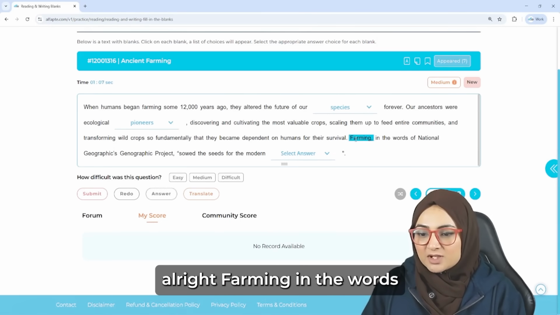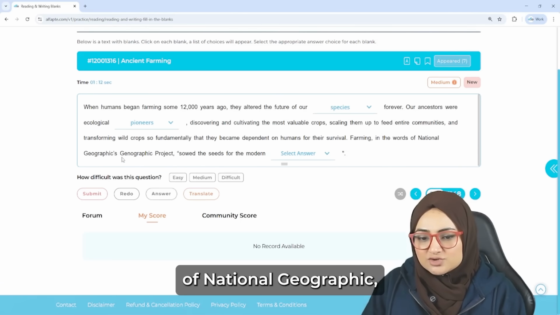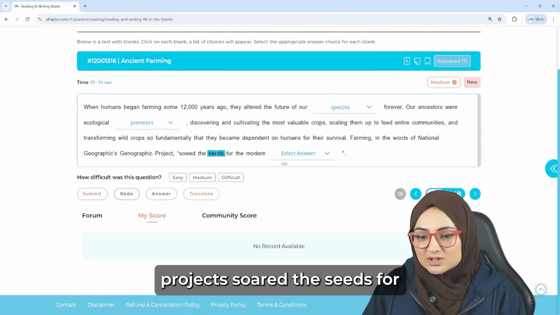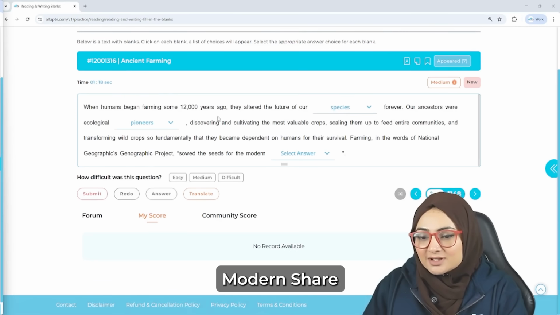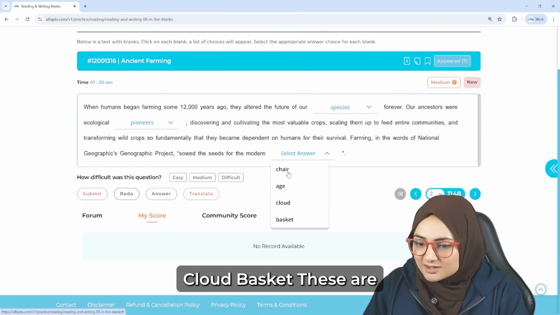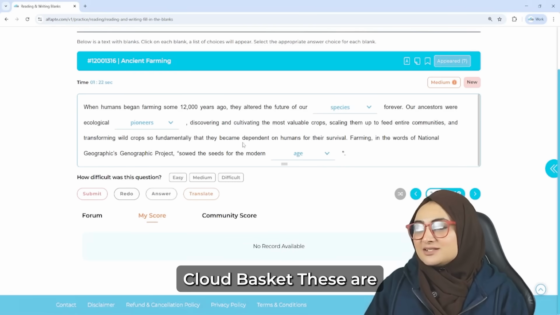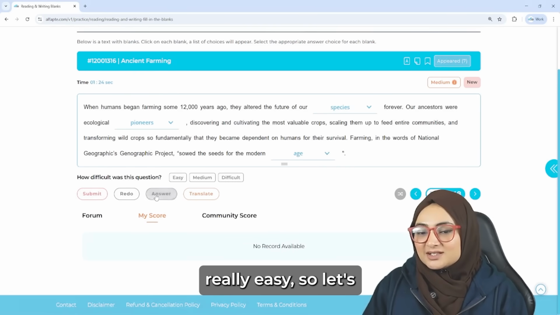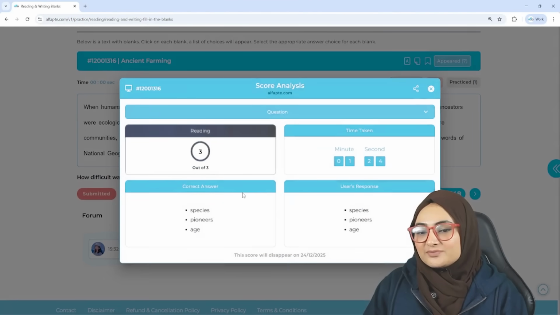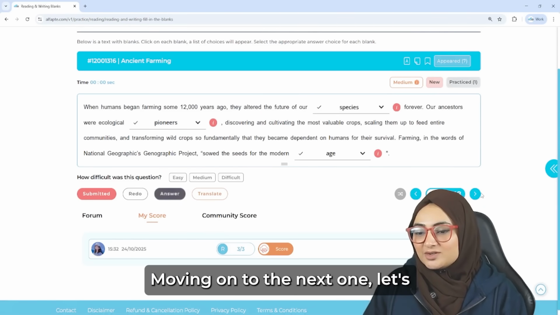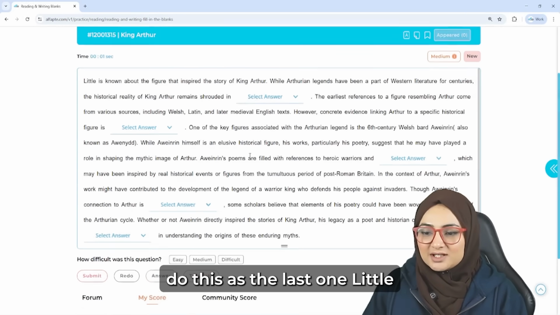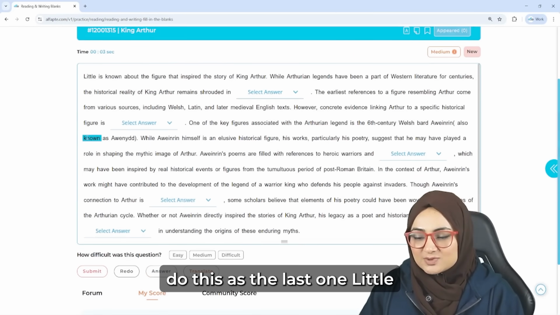All right. Farming, in the words of National Geographic Genographic Project, sowed the seeds for the modern chair, cloud, basket. These are really easy, so let's submit. Moving on to the next one. Let's do this as the last one.